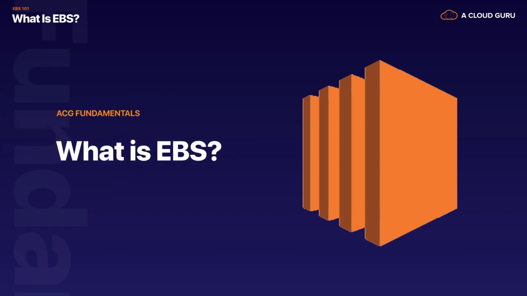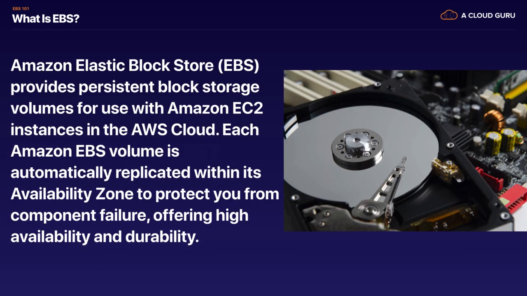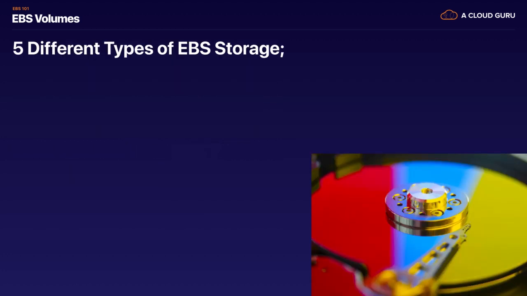So what is EBS? Well, EBS basically stands for Elastic Block Store, and essentially it's a virtual hard disk in the cloud. It provides persistent block storage volumes for use with Amazon EC2 instances in the AWS cloud, and each Amazon EBS volume is automatically replicated within its own availability zone to protect you from component failure, which is offering high availability and durability.